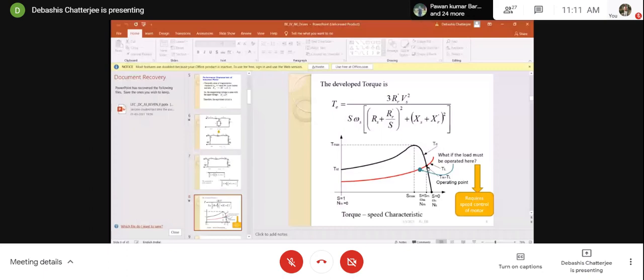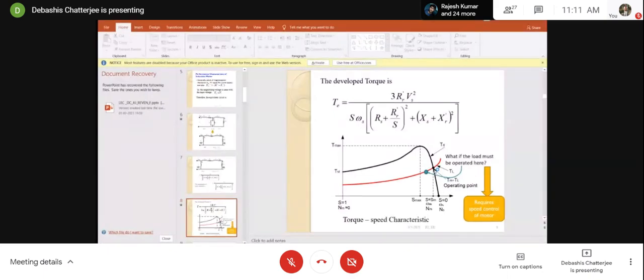The dynamic equation of the motor is T_m, the motor torque, equal to T_L plus J d omega by dt plus B omega. I think you have learned that. From here you will see that the speed will decelerate because T_L is more than T_m, so d omega by dt becomes negative, so the motor will decelerate. That means the speed will fall and come back to this point.